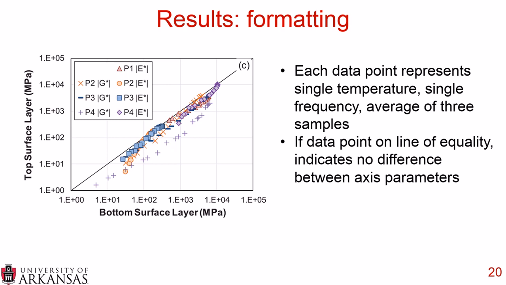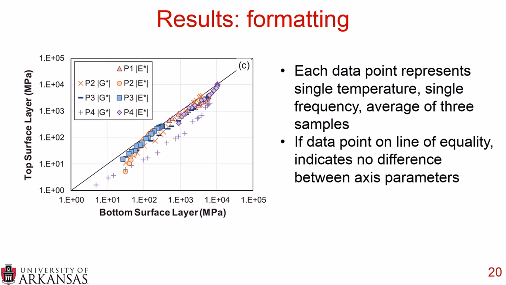So if your data falls along this line of equality, your bottom surface layer is behaving identically to the top surface layer. However, if the data is below the line, which the majority of data is in this plot, this means that the top surface layer was consistently softer, or less stiff, or had a lower modulus than the bottom surface layer. And you can see it doesn't matter which poor section we looked at or which geometry we looked at. The bottom surface layer always had a higher modulus than the top surface layer.